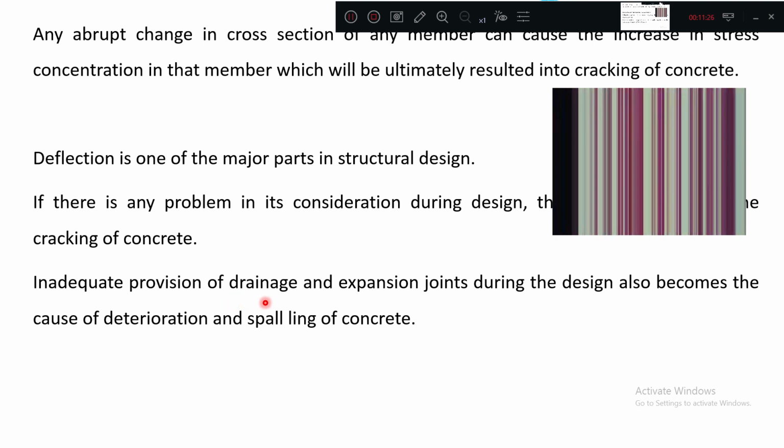Inadequate provision of drainage is another cause. If you have not provided drainage at the roof or slab level, or expansion joints during the design, it becomes a cause of deterioration. Dust particles, fungus, and algae with water moisture present will give rise to the breeding of mosquitoes. Expansion joint means a small groove cut so that during the summer season the concrete can expand.